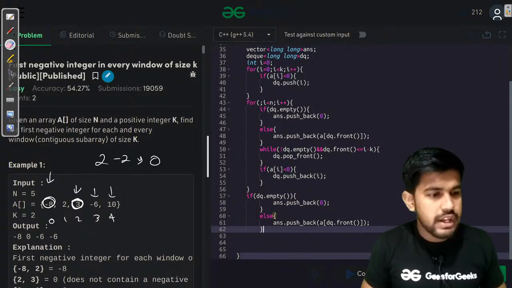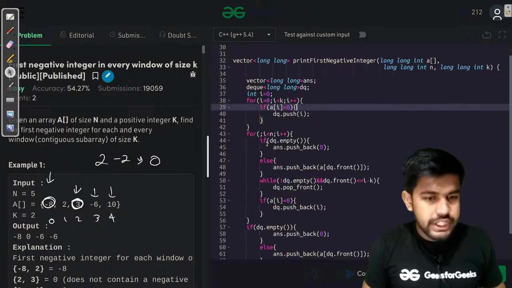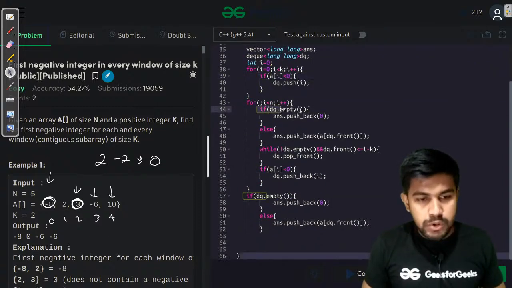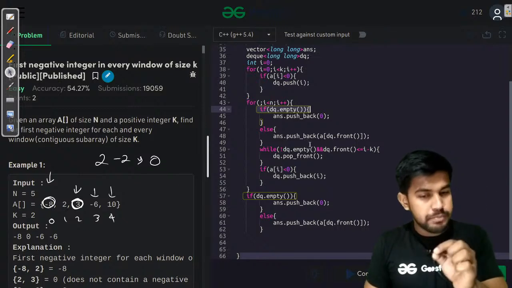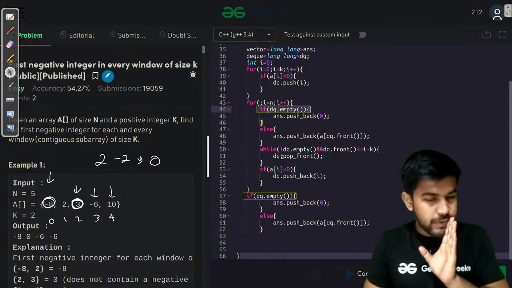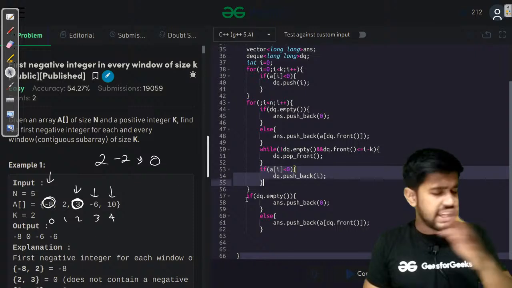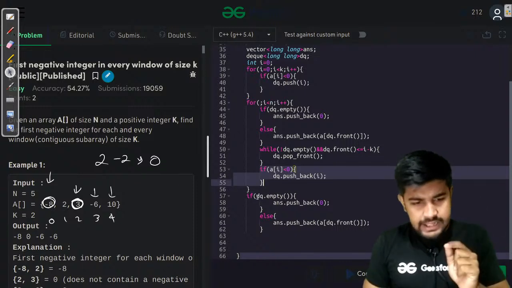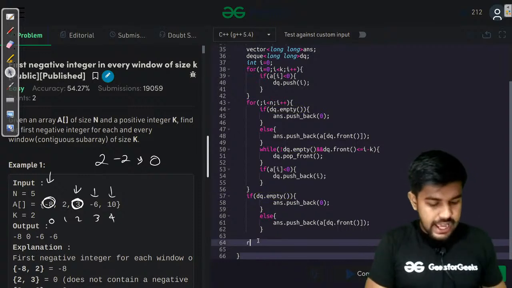Fair enough. So let's see. If a[i] is less than 0, we would push it if it is useful enough. So if dq.empty, then we would push back 0, else we would take out the front element. And then while it is less than or equal to i minus k, pop front. And then if it is useful, insert it, else just ignore it. And then if the dq is empty at the last position, we would do it. And then return the answer vector.